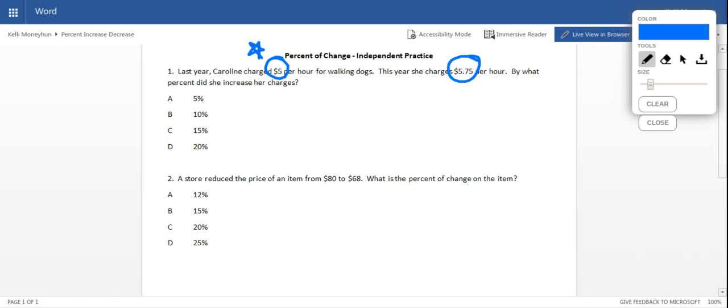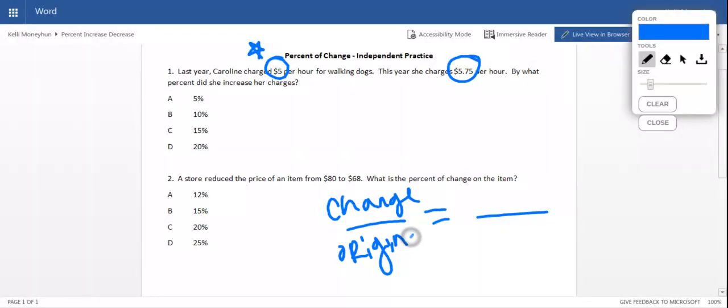Okay, so I'm going to write our proportion using words or labels down here, okay? So we'll do change over the original equals percent over 100. So this is the proportion that we need to match whenever we're setting up our problems for this.